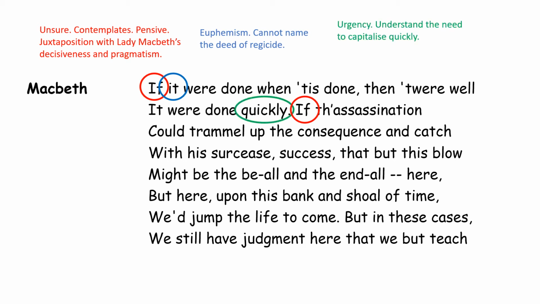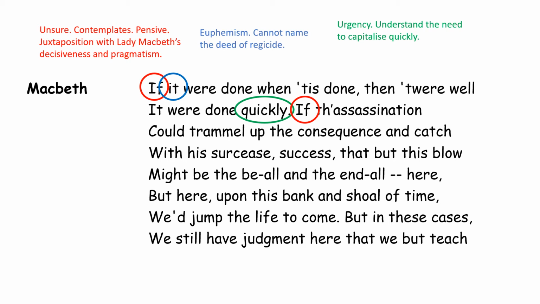We could also talk about the adverb quickly, because this shows that Macbeth understands the need to be urgent. He knows that if he's going to capitalise, he needs to do that quickly, but he doesn't seem to have that decisiveness needed if he's going to act quickly. So the line, if it were done when 'tis done, then 'twere well if it were done quickly, he's considering, look, if I'm going to do this action, it's best if I do it quickly to get it over and done with. Again, this might make him sound quite weak.